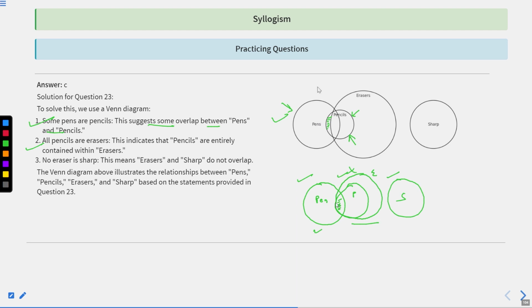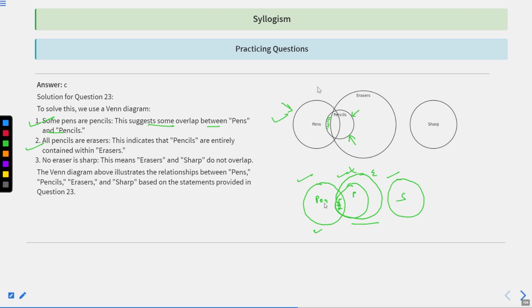But there is an inference through pencils, where we can see that there is an overlap. Some pencils are pens. So those pens who are pencils are obviously erasers. That can be understood, because there is an overlap between pens and pencils, which shows that some pens are erasers also. Why? Because some pens are pencils and all pencils are erasers. So some pens which are pencils are erasers.